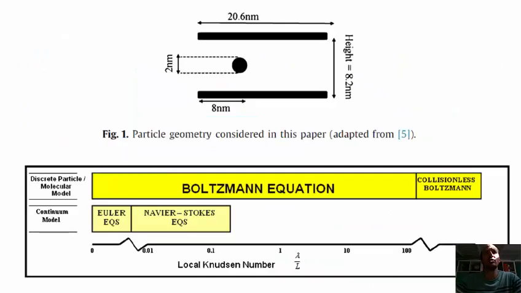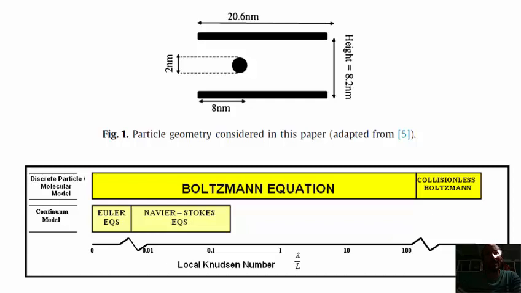So the geometry under consideration was a two-dimensional particle. All of the work in this paper is based on a two-dimensional study of a channel about 20 nanometers in length, of width about 8 nanometers, with a 2 nanometer diameter particle in the center.